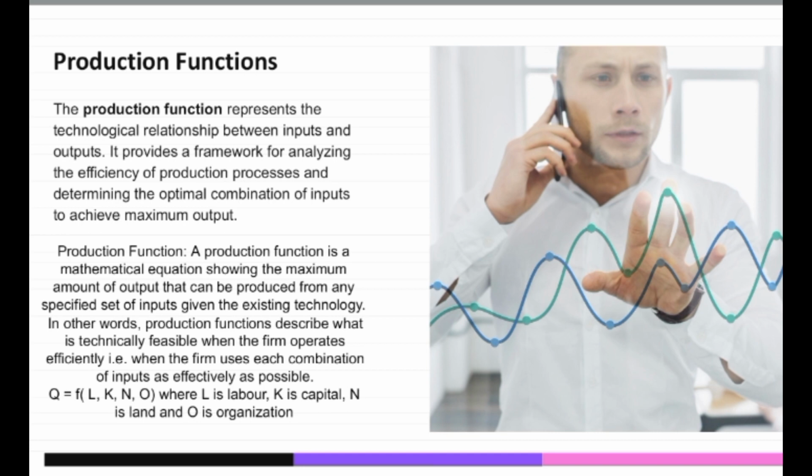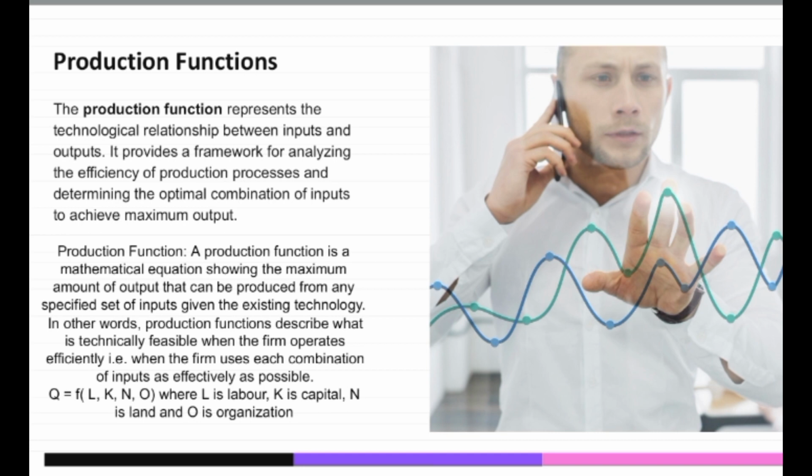or mathematical formulas. So here in the production theory we use one main function that is called the production function, which is actually a mathematical function that shows how much input must be used to produce a specific amount of output and what is the relationship between them. So the production function is a mathematical equation showing the maximum amount of output that can be produced from any specified set of inputs given the existing technology.